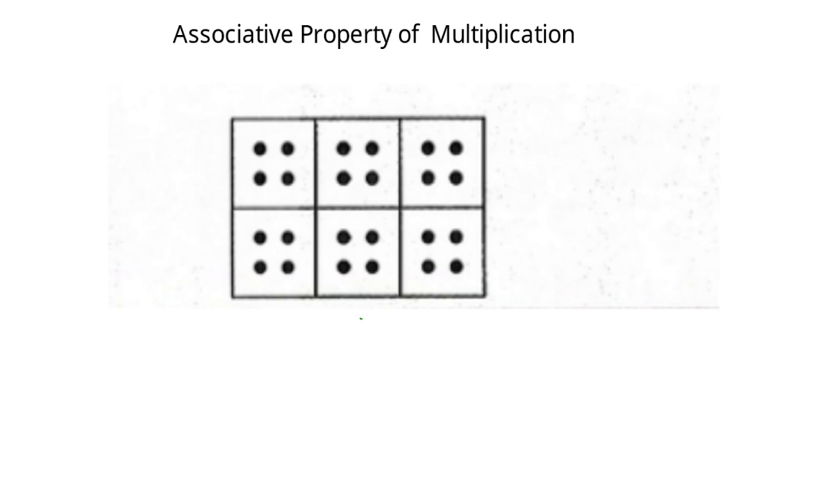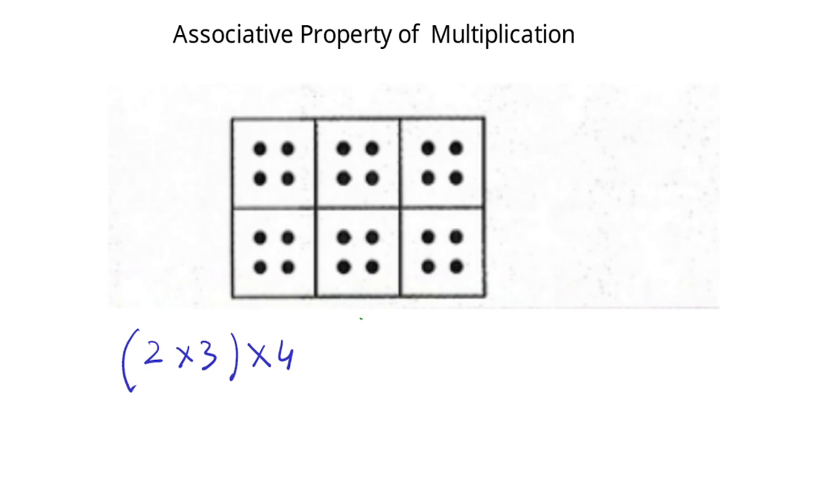Here you can see 2 rows and each row has 3 squares. So the total number of squares is 2 times 3, and each square has 4 dots, so we will multiply it with 4. These parentheses mean we will multiply 2 and 3 first, and then 4.